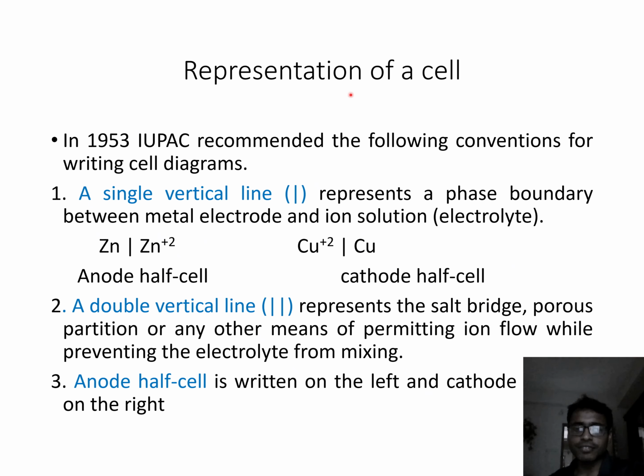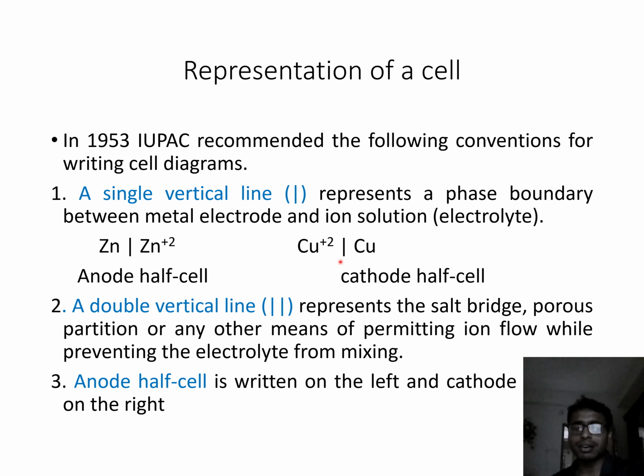So representation of a cell has been shown here. First of all, single vertical line. You can see there is a single vertical line between zinc and zinc ion and copper ion. So single vertical line represents the phase boundary between the metal electrode and the ion solution, because zinc is electrode and zinc ion is the solution. So this is the anode half cell and this is the cathode half cell.